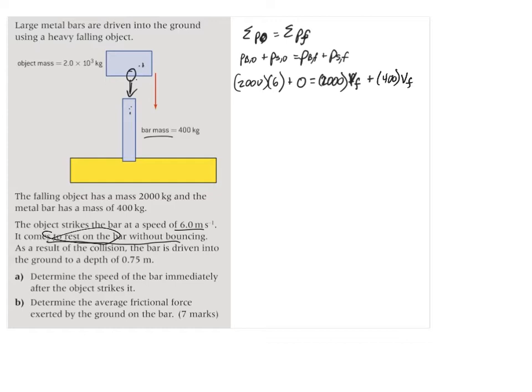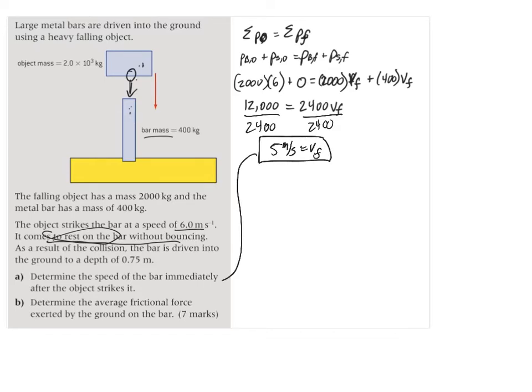We're going to go 2,000 times 6, which will give us 12,000 plus 0 equals 2,400 VF. And then we should be able to go 12,000 divided by 2,400, and we get 5 meters per second equals the final velocity. There we go. 5 meters a second, final velocity. Awesome. So that's the answer to letter A.